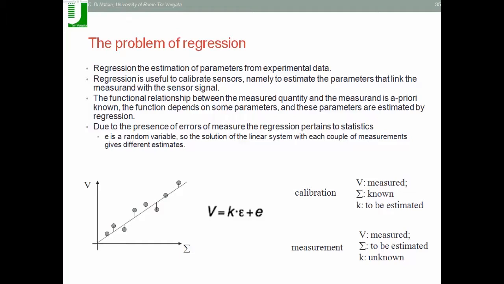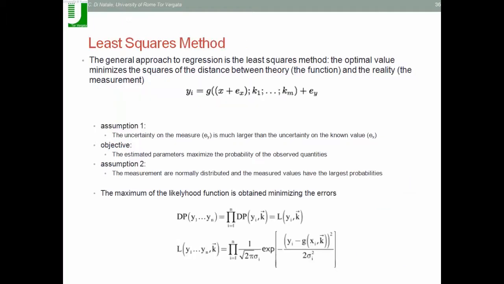And we know that this is used to calibrate, for instance, sensors. So we measure V. This is changed into sigma, but this is epsilon. And epsilon is known. This means to calibrate, and then we estimate K. Then once K is known, and V is measured, we can estimate epsilon. So this is what we do with our sensors.